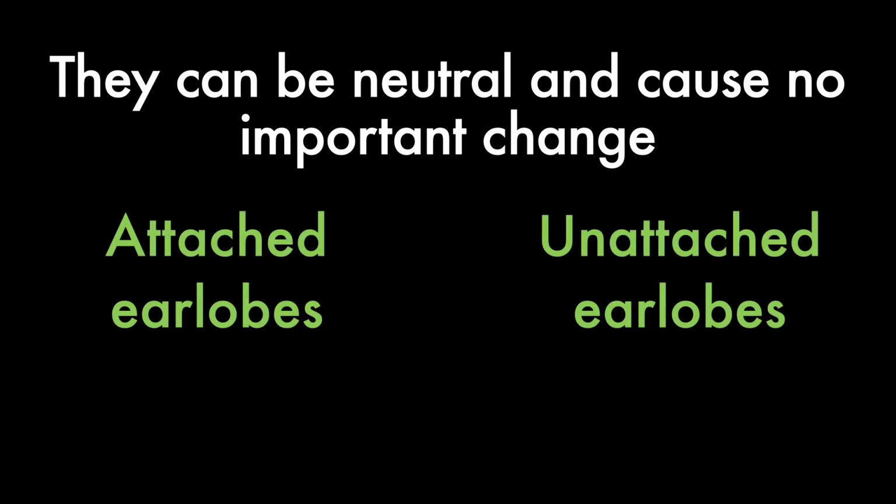You might be asked to give an example of a neutral mutation, and an easy one there is earlobes. They come in two types, attached or unattached. Your ears work just fine no matter which one you've got. It makes absolutely no difference to your life. They just look slightly different.